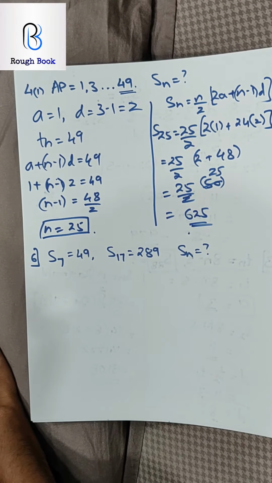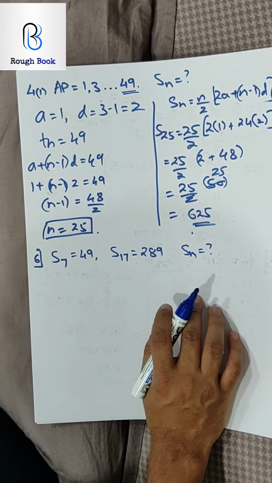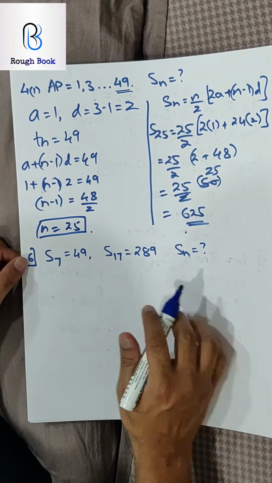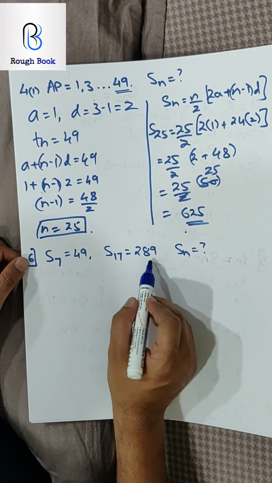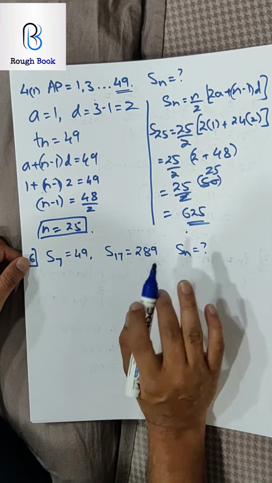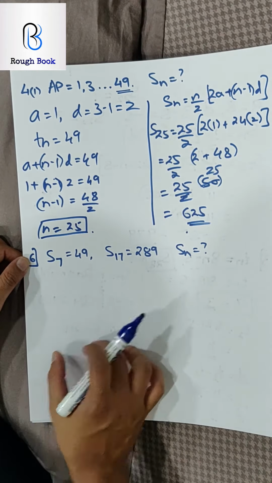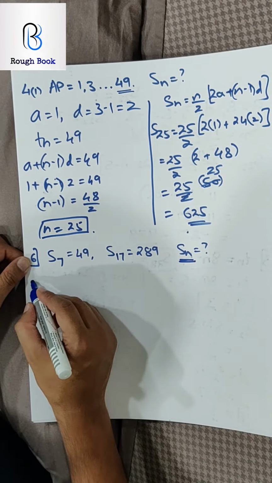I want you to try sum number 6. Read the question. See what does it say. If you don't follow, I will help you there. The sum of first 7 terms of an AP is 49 and sum of 17 terms is 289. Find the sum of n terms. So using these two, we will first find A and D by simultaneous equations, and then we'll substitute that in this and find Sn. So let's go gradually.